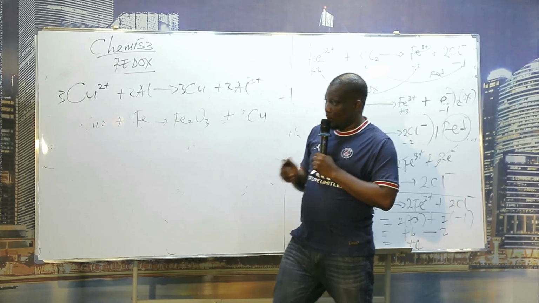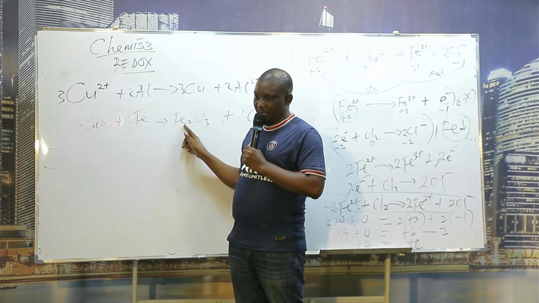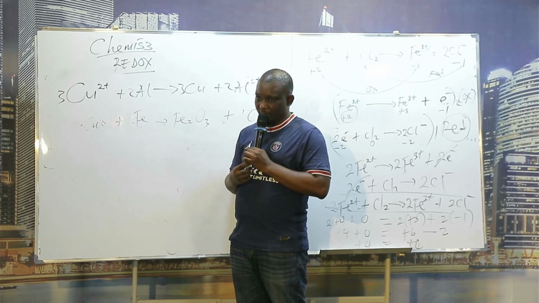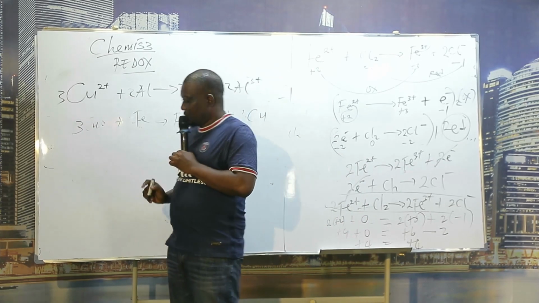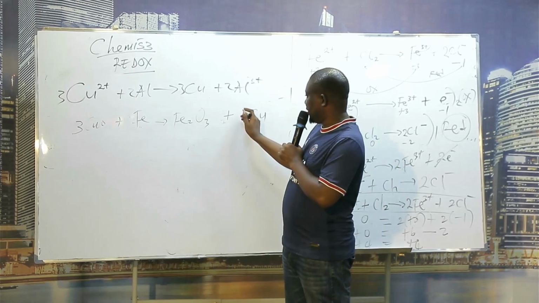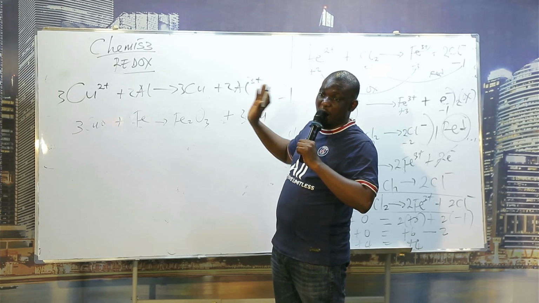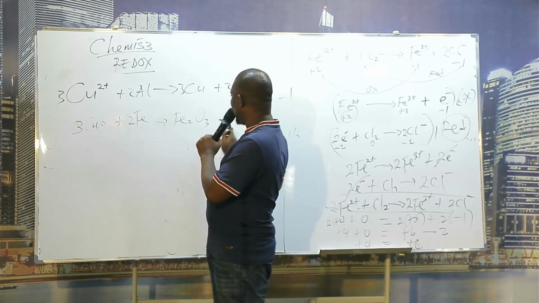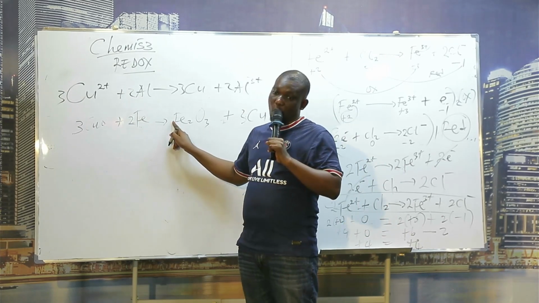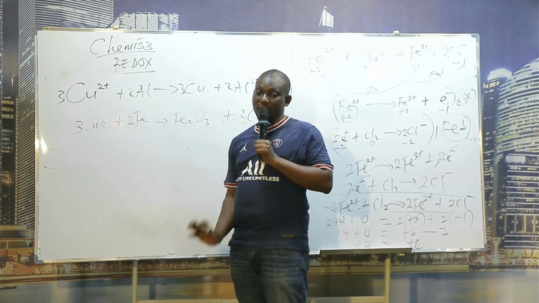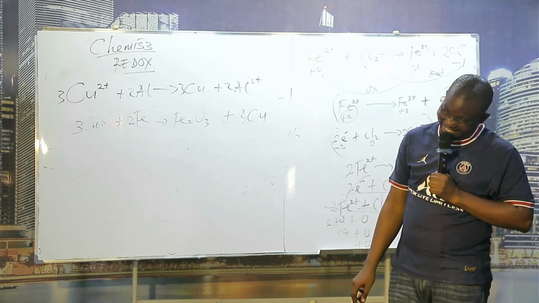First trick. What is the charge on copper? What is the oxidation state of copper here? 2. What is that of iron here? 3. Exchange them. We will see 3 near copper, so we will see 2 near iron. We will see 3 for copper and 2 for iron. Check now the balance. It's balanced.